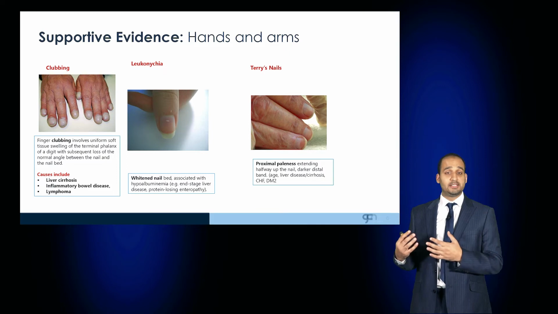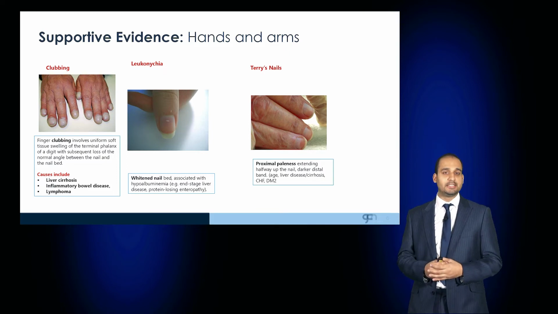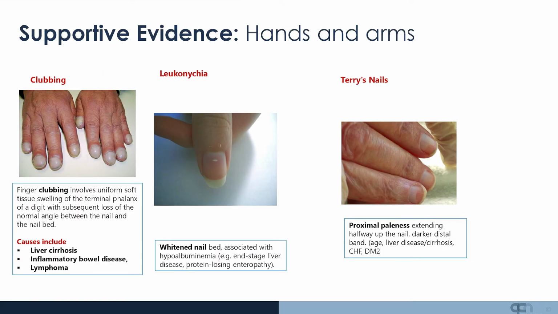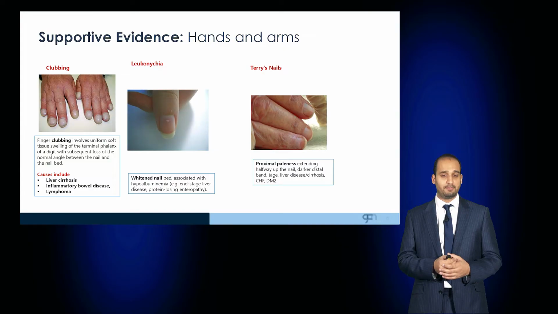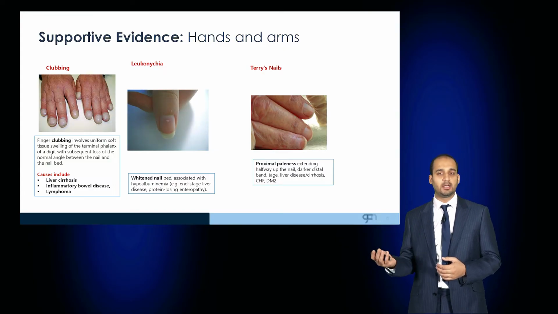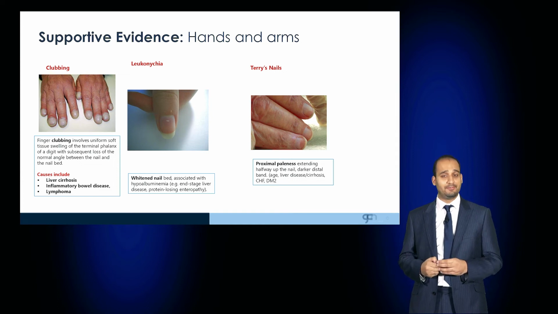As well as evidence from the abdomen suggestive of chronic liver disease, find peripheral evidence to support your diagnosis. There are a number of signs in the hands. For example, clubbing is associated with chronic liver disease, as is leukonychia. Leukonychia is a white deposition in the nails, and that's associated with hypoalbuminemia, suggestive of decreased synthetic liver function. Terry's nails, which are proximally pale and distally darker, are also associated with liver disease.